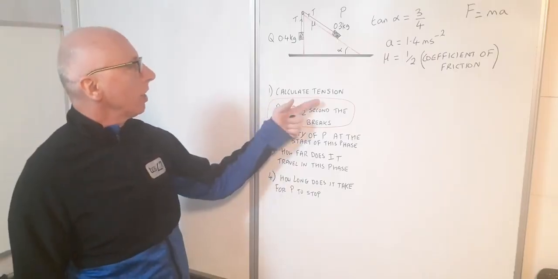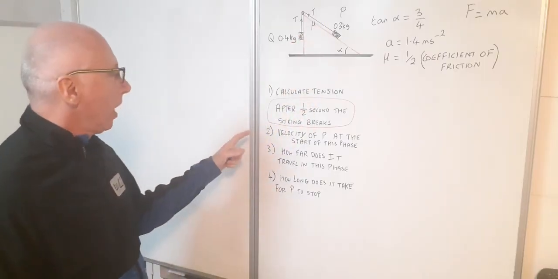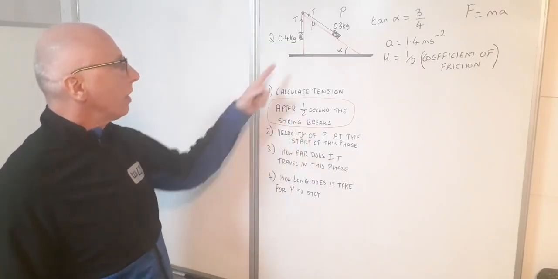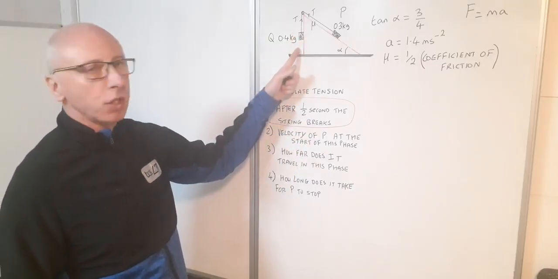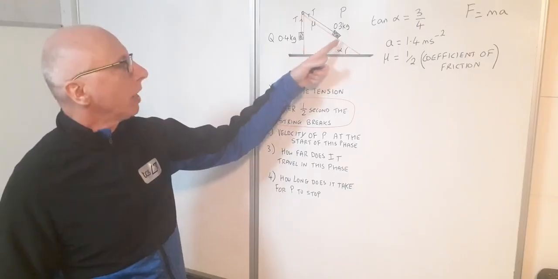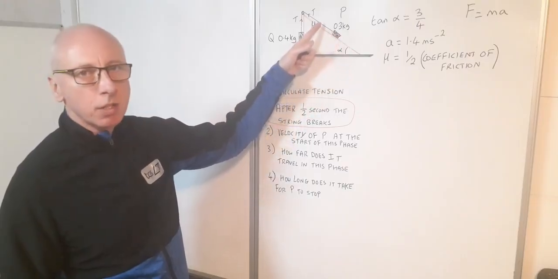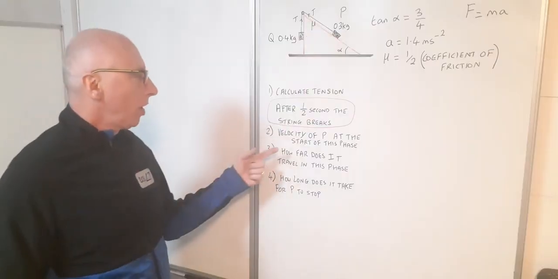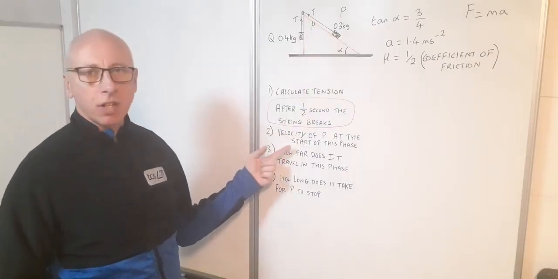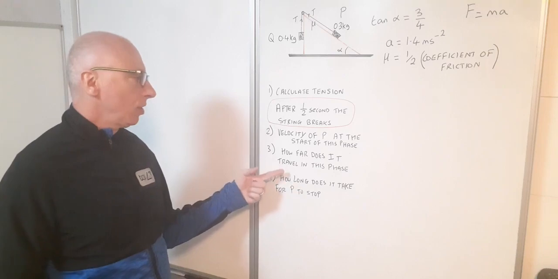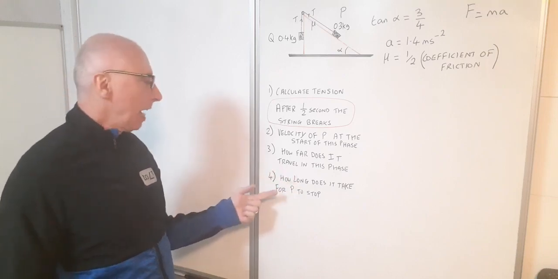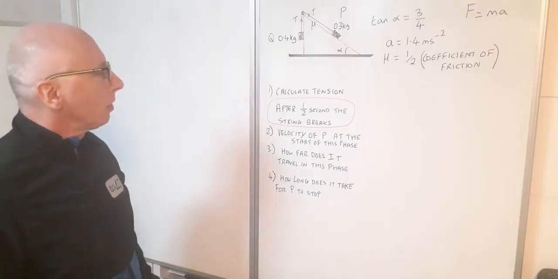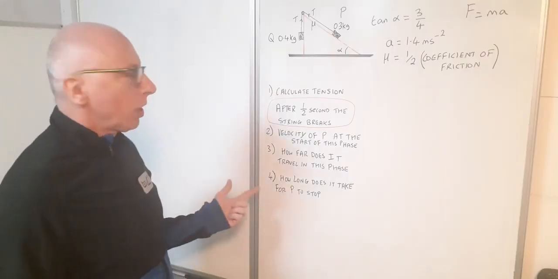We need to calculate the tension in the string, and then after half a second the string breaks. So then as the string breaks, this Q is going to fall to the ground, and P, as it's already got some speed and some momentum, is just going to gradually slow down. And we want to find the velocity of P at the start of this phase. How far does it travel in the phase, and how long does it take for it to stop during the phase? So let's go about answering these questions one at a time.